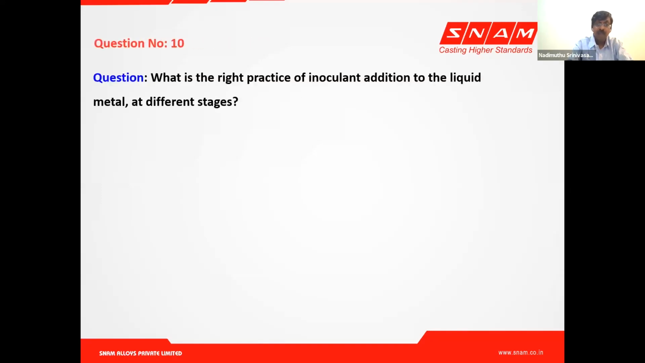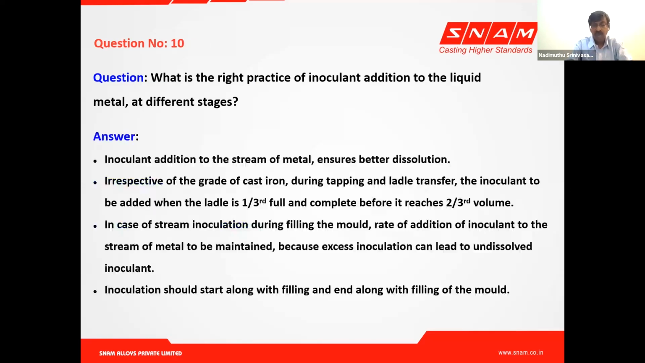What is the right practice of addition to the liquid metal at different stages? Both the previous panelists had shown a pictorial diagram also of the various methods. So the inoculation addition to the stream of metal ensures better dissolution. And as I told you, fading occurs immediately after pouring. So the best way to have it is either as an in-mold or as a stream inoculation. But there are different foundry practices.